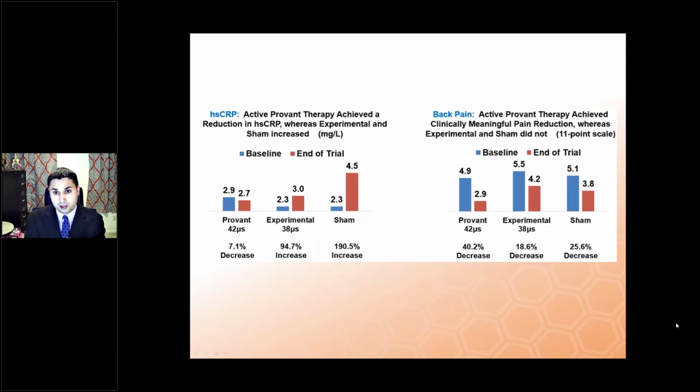And this kind of shows it all together when you're comparing at the 42 microseconds, the experimental 38 and sham. There's improvement with the Provent in terms of the pain scores, and this one's for CRP, and then this one's a reflection of the pain scores. Much better at the 42 microseconds versus sham and experimental, which were not very statistically significant.